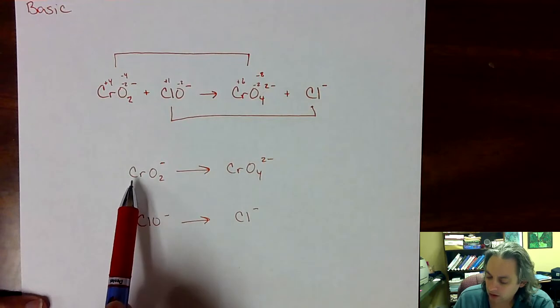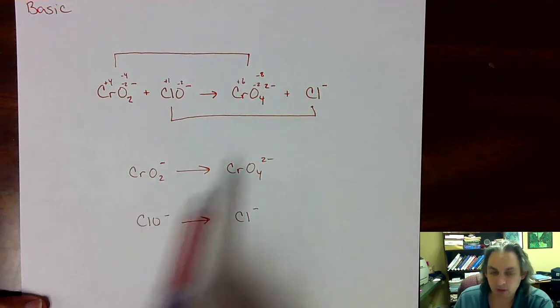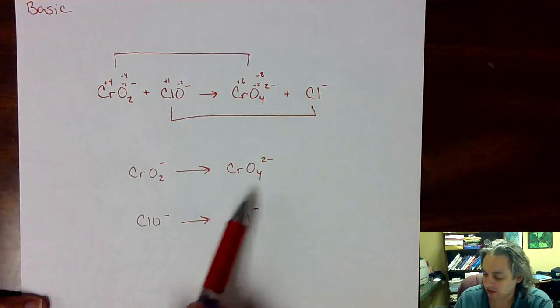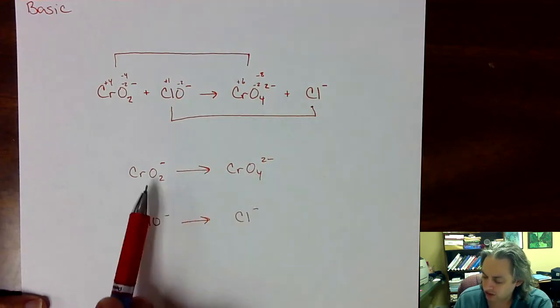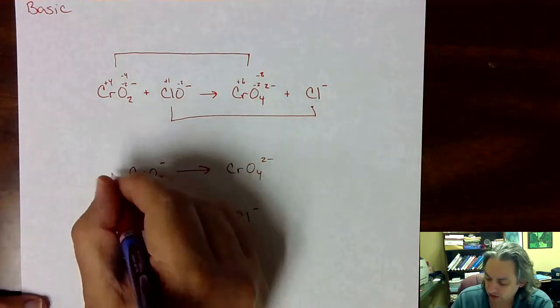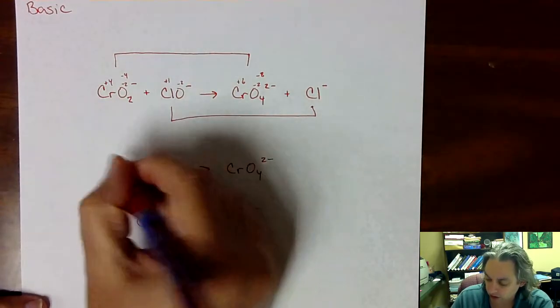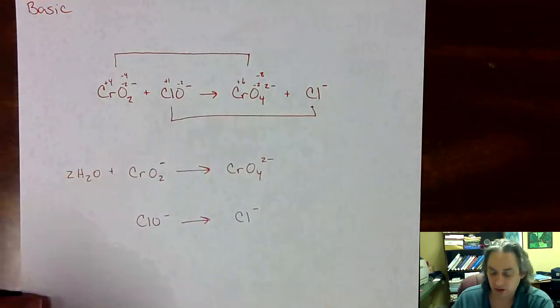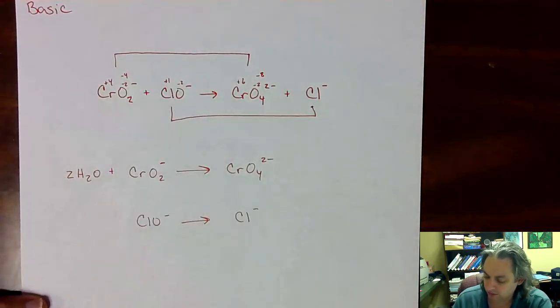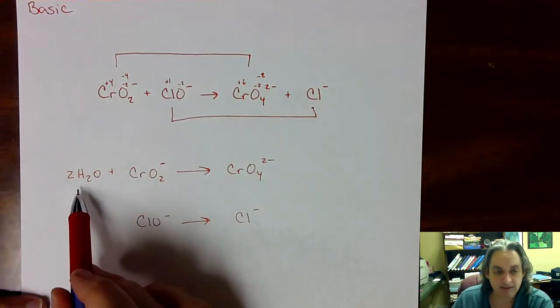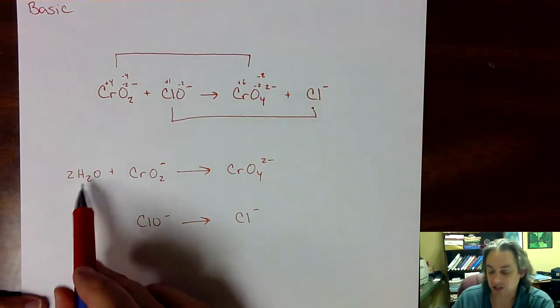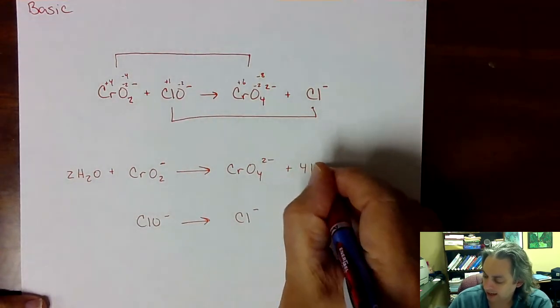for each one. So we'll start off with the chromiums. Chromiums are good, and chlorines are good. So all other elements are balanced. The only thing different now is the oxygens. We have 4 oxygens and 2 oxygens, so we need to add 2 oxygens, and the way we do that is by adding water. So H2O, and we need to add 2 of those. So now we have 4 oxygens and 4 oxygens. Now we need to balance out the hydrogens.